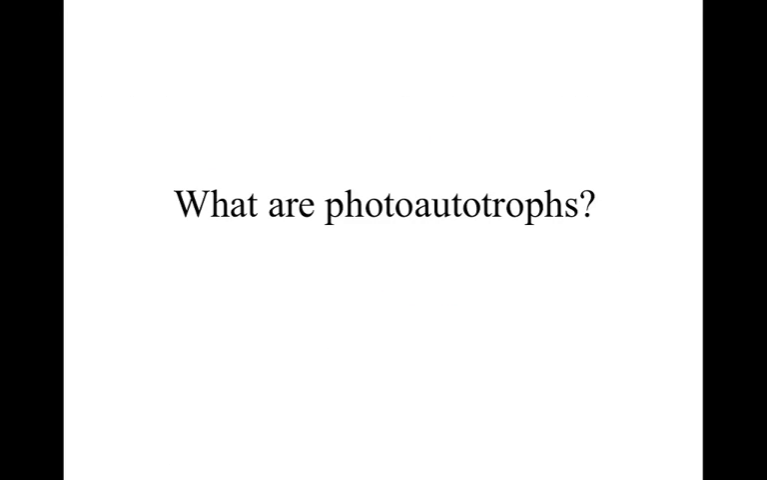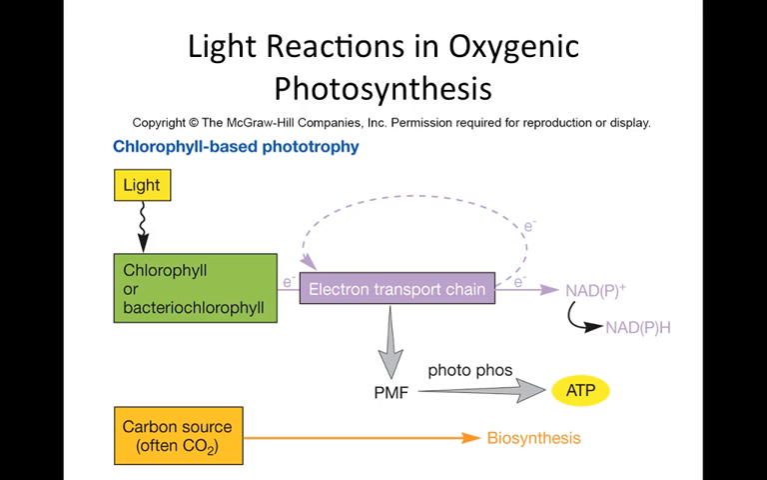What are photoautotrophs? These are photosynthetic organisms, and they can generate ATP from harnessing light energy, and then they can use that energy to make carbohydrates. So they can take a carbon source, which is often carbon dioxide, and they can generate carbohydrates with it, so they can make glucose. Often this results in the production of oxygen as well, depending on the microbe.